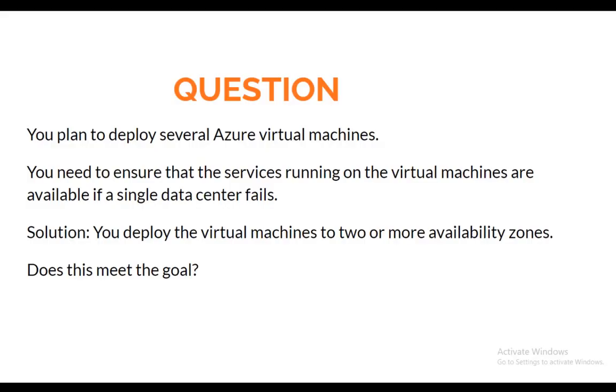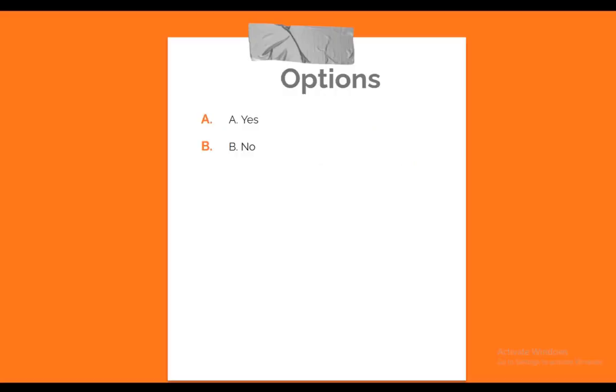Next question. You plan to deploy several Azure virtual machines. You need to ensure that services running on the virtual machines are available if a single data center fails. Solution. You deploy the virtual machines to two or more availability zones. Does this meet the goal? And here are the options. Option A, yes. Option B, no. And the correct answer is option A.